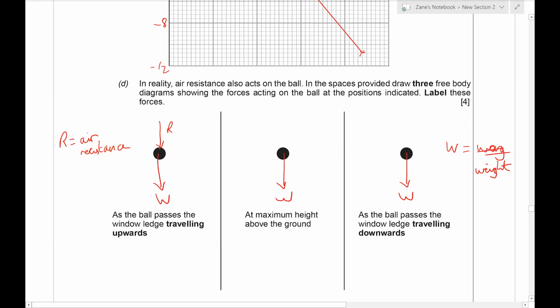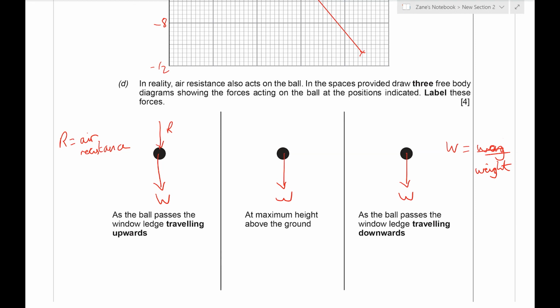In the middle diagram, when the ball's at the top of its flight, it's not actually moving for that instant, and therefore there's no air resistance force. Remember, air resistance is caused by collisions of air molecules with the object. If the object's not moving, effectively we can forget about the collisions with the air molecules. So the middle diagram is complete.